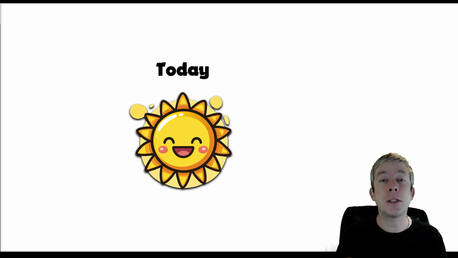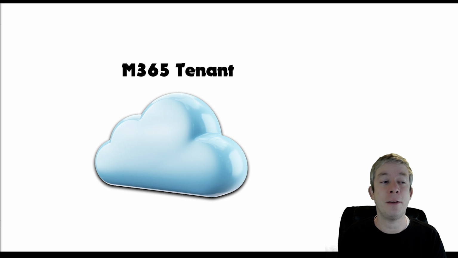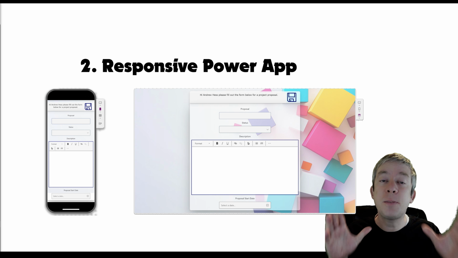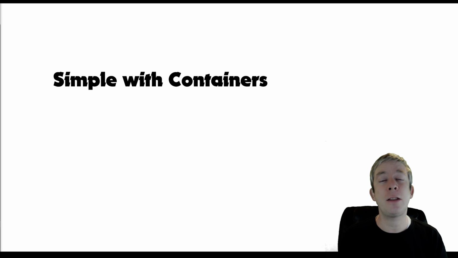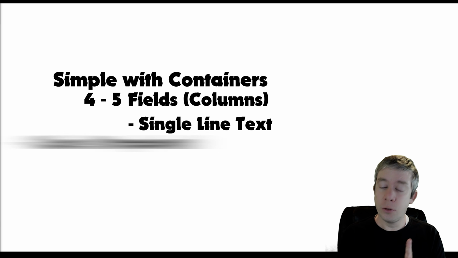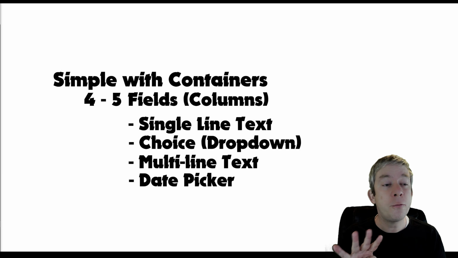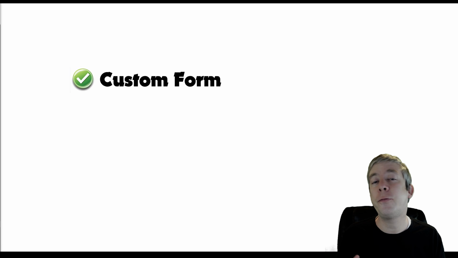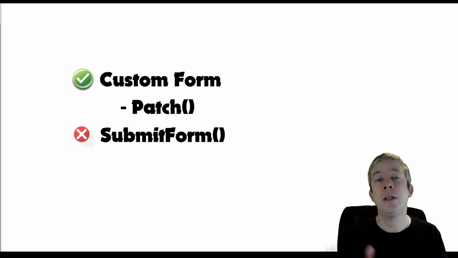Today, we're going to focus on first, creating a SharePoint list in our Microsoft 365 tenant. And then we're going to build a responsive Power App. So this is going to have containers. It's going to be simple. I think there's only going to be about 4 or 5 fields. We're going to go over text, choice, multi-line text, and date field. So about 4 fields. And we are going to do a custom form, not a submit form, and we will patch our submission to SharePoint.